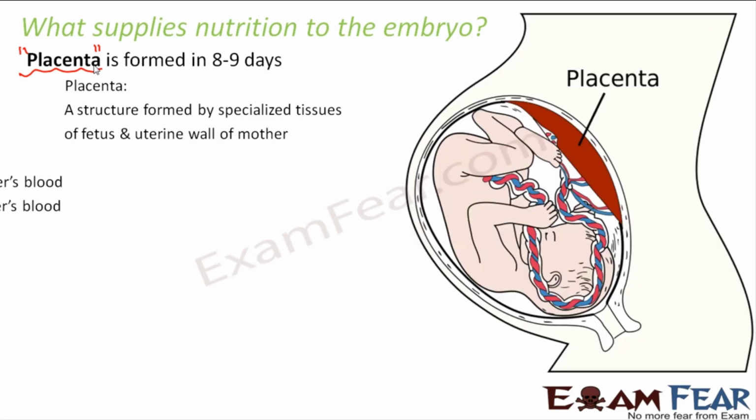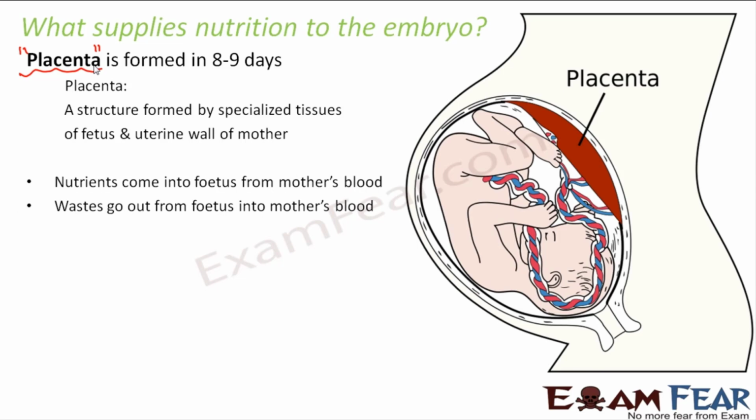So here you can see, this picture will clearly show it. So this is how the baby or the fetus gets implanted in the uterus. If you see, some tissues of the fetus and some tissues of the uterine wall of the mother, they both join together to form this structure called the placenta. Now how does this structure help in providing nutrition to the embryo?